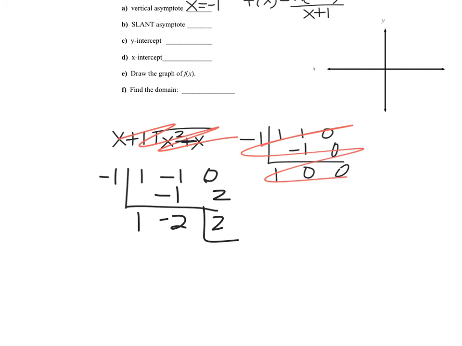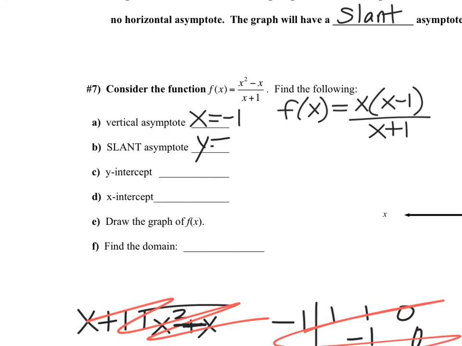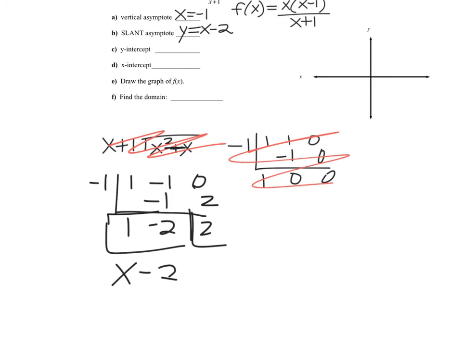It doesn't matter. What we're looking at is this right here. And this right here, if you were to write it in its polynomial form, would be what? X minus 2, right? Okay. So our slant asymptote is y equals x minus 2. It's the line x minus 2. So we did synthetic division, and we ended up with 1x minus 2. And so that's our slant asymptote.